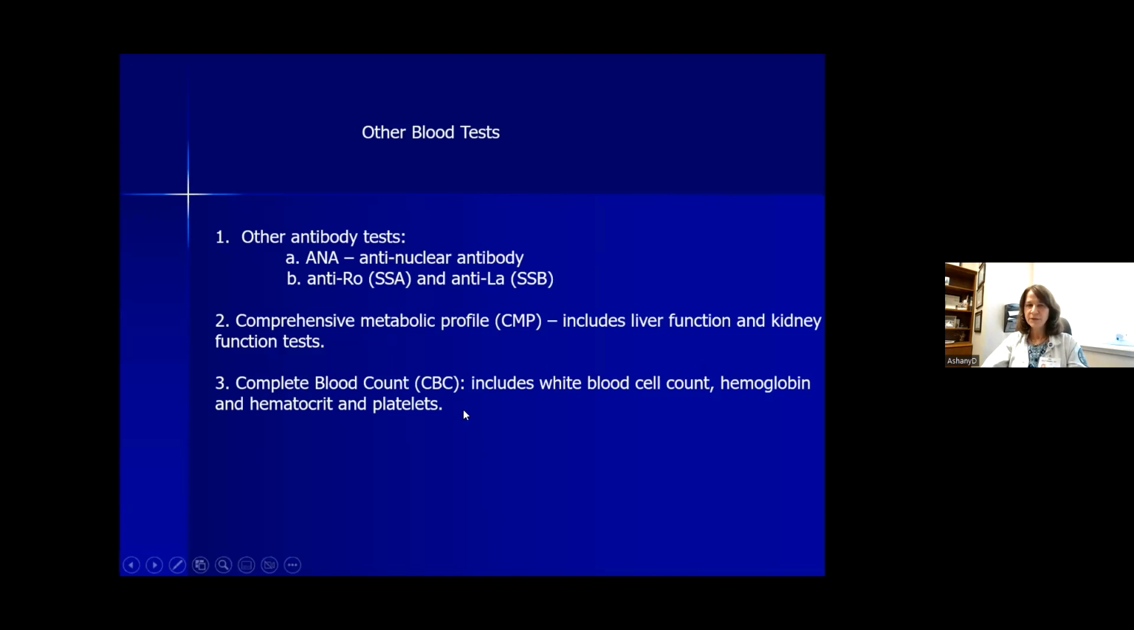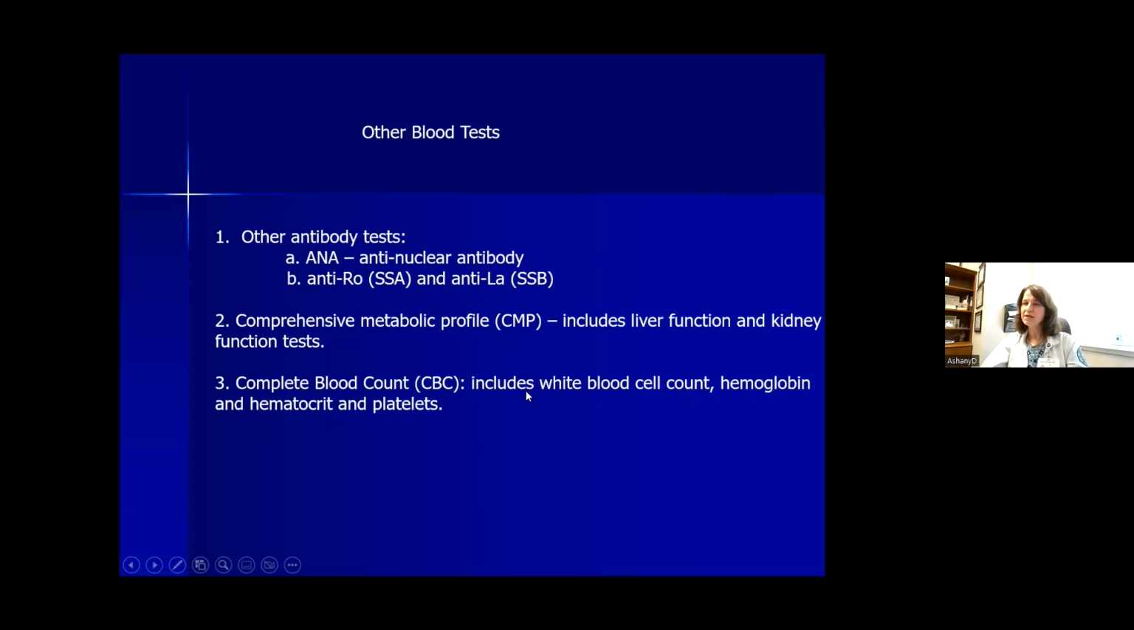We also check a complete blood count. This includes the white blood cell count. It includes the hemoglobin and hematocrit. It includes the platelets. There are 2 reasons to check this. Some people with inflammation will have elevation, let's say, of the white blood cell count. Some people with autoimmune disease may have mild anemia, so the hemoglobin and the hematocrit may be low. Sometimes platelets are affected. Often, both these sets of labs are completely normal.